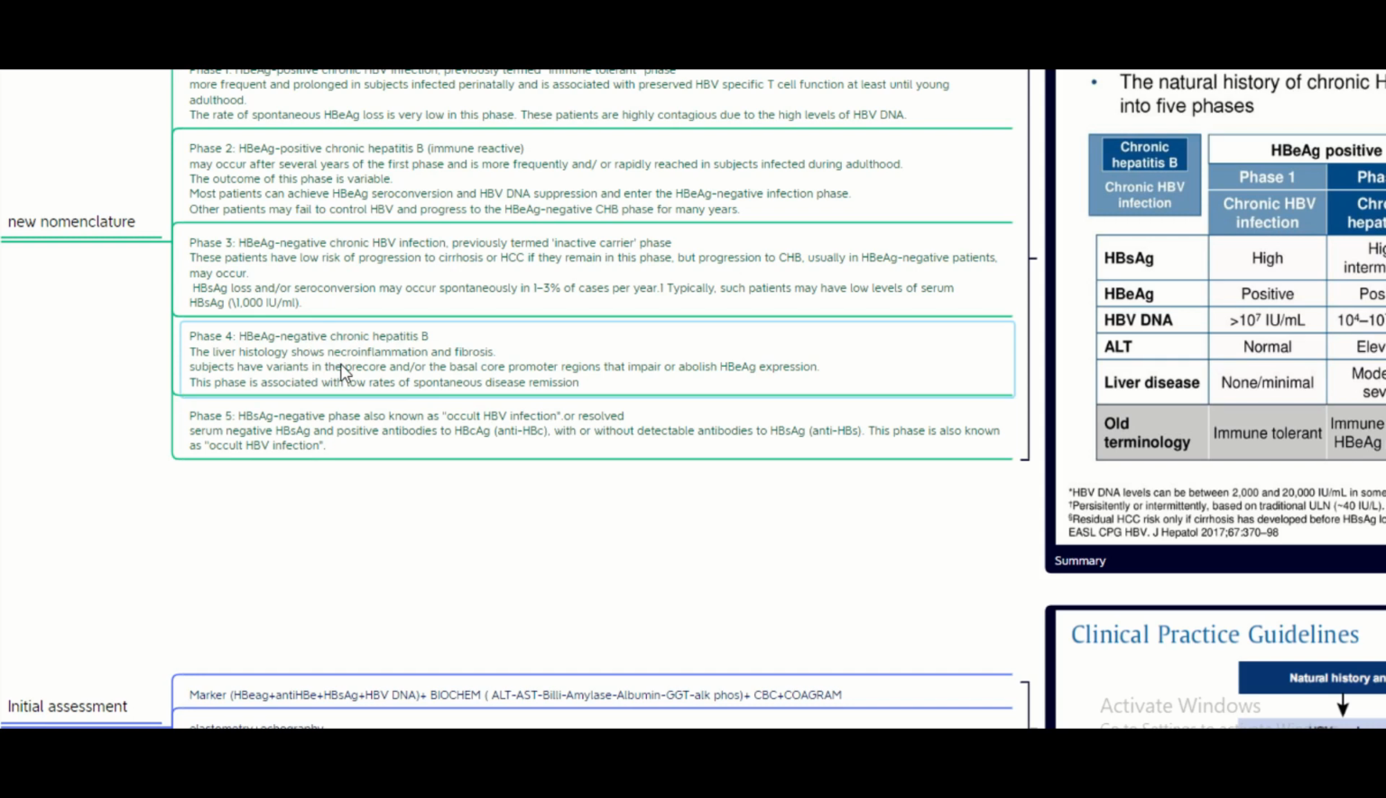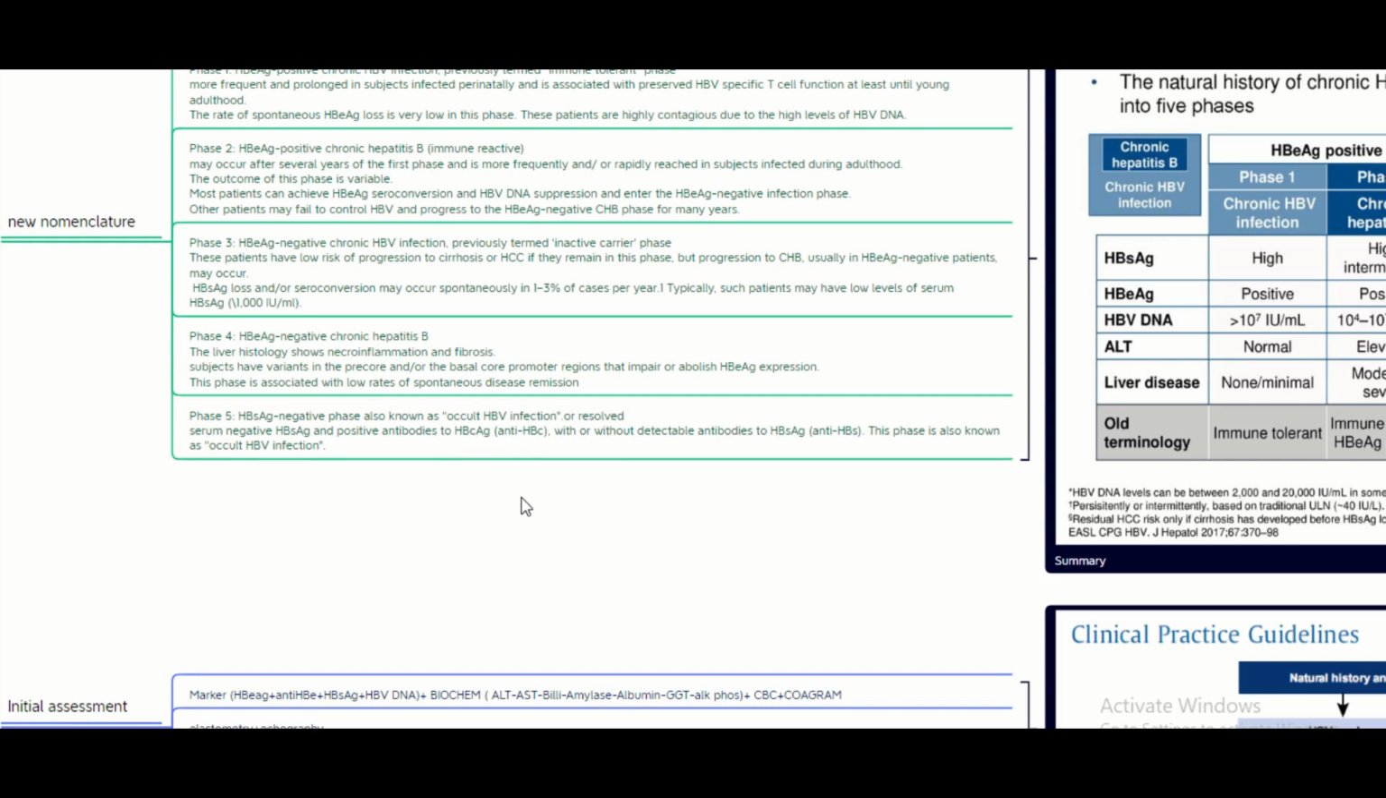That's why we call it HBe antigen negative, because we also cannot detect this mutant variant. The body will not have antibodies that will control the replication of the virus. The virus will replicate really fast, and we will have low rates of spontaneous disease remission. This is the worst case scenario for our patients.